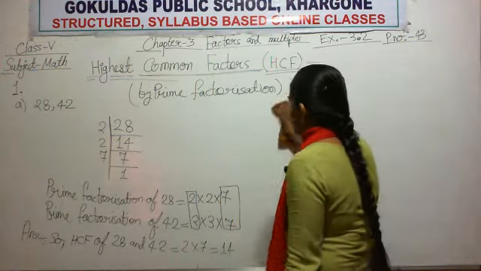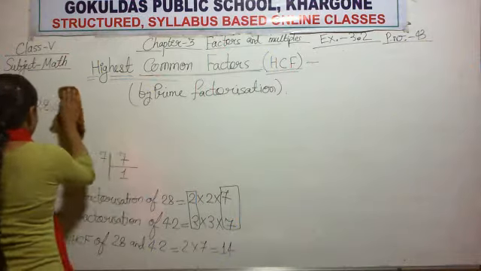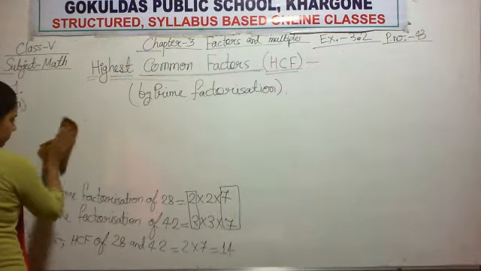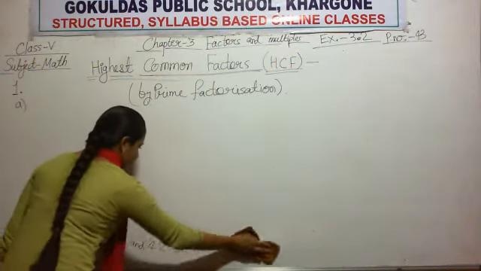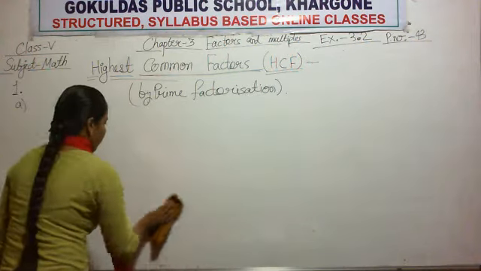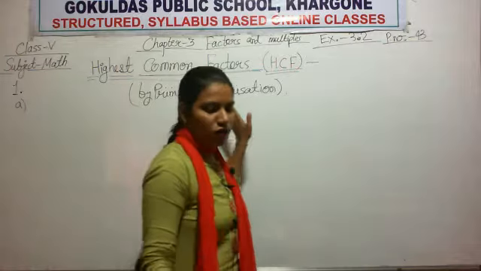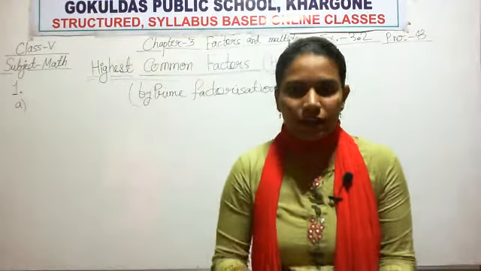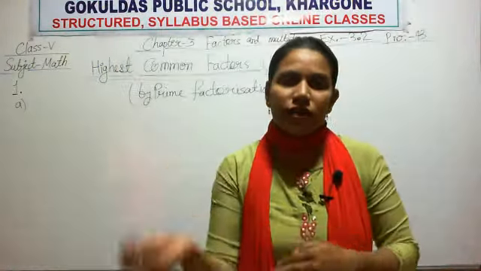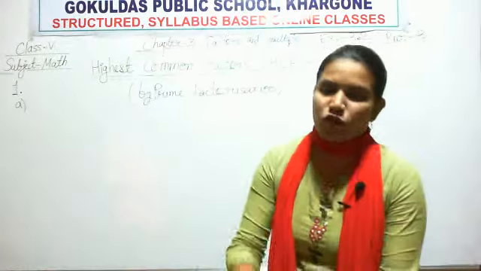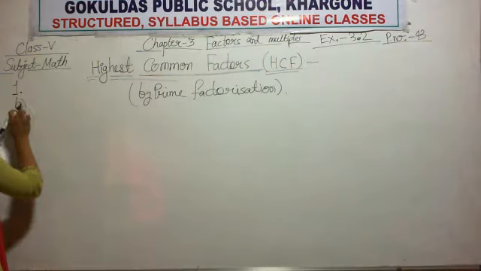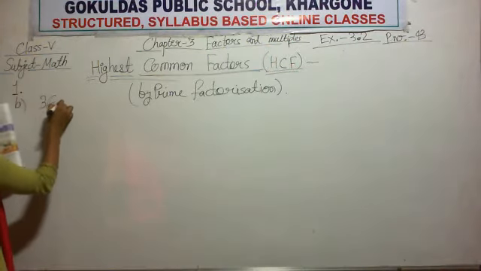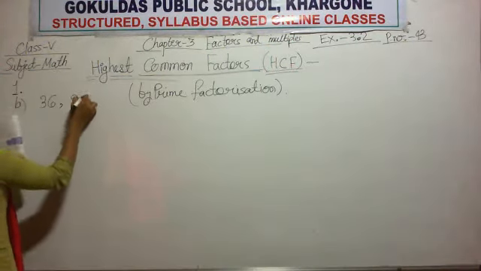Let us take one more example. Today we are discussing only this method, okay? In another lecture we will discuss the short division method. In today's class we are discussing prime factorization method only. Let us do part B, in which two numbers are given, that is 36 and 96.